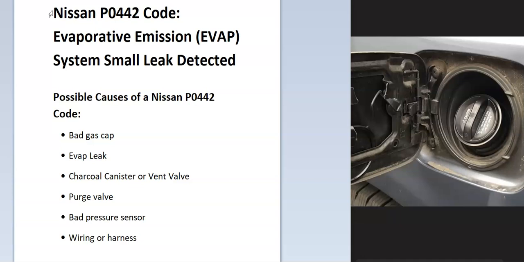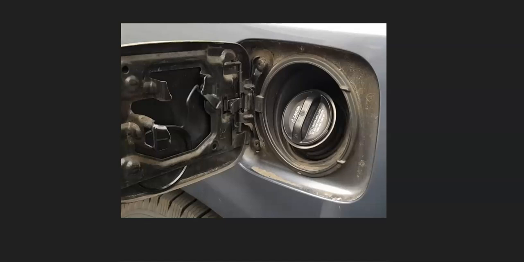And some of the possible causes: it could be a bad gas cap, it could be an EVAP leak, it could be the charcoal canister or vent valve, it could be the purge valve, it might be a bad sensor, and possibly the wiring. The first thing to do when you get this code is go examine the gas cap, since the whole EVAP system needs to go into a slight vacuum in order to work properly, and the gas cap is a part of this, and it needs to seal up for it to work correctly.